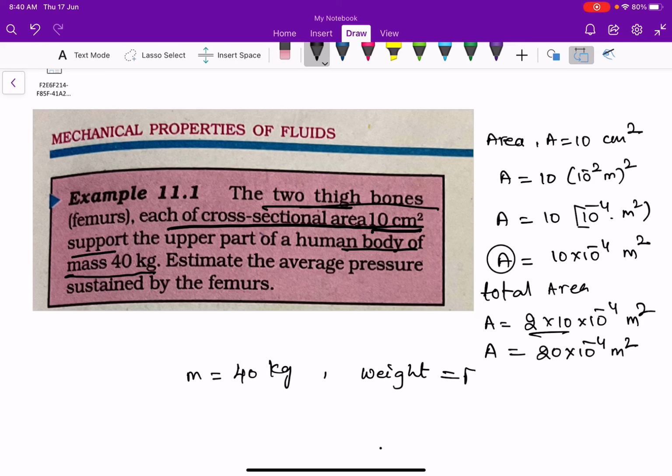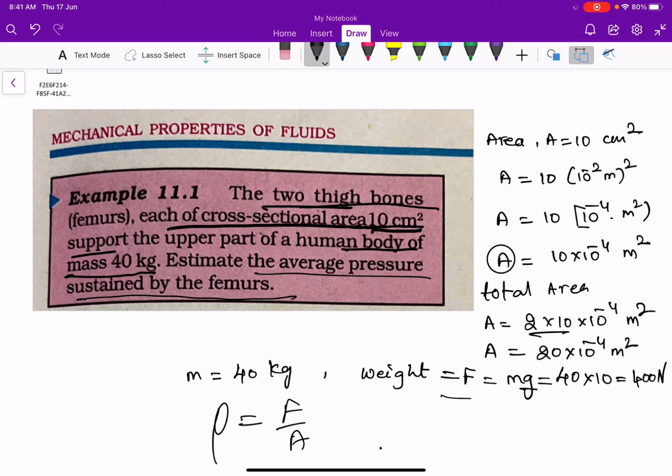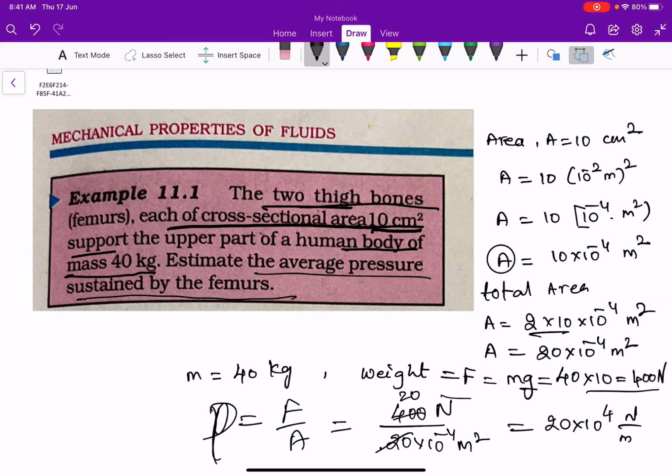The amount of force is the weight acting on the thigh bones, equal to m into g. So 40 into, let g be 10 meter per second square, that is 400 newtons. Now we have the force also. Now estimate the average pressure sustained by the femurs. Pressure is force per unit area. Here the force is 400 newtons divided by area 20 into 10 to the power of minus 4 meter square. By solving this, you will get 20 into 10 to the power of plus 4 newton per meter square or pascals. This is the answer.